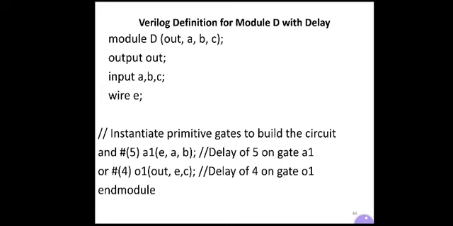This is the instantiation of an OR gate and end module. Now let's see the stimulus for the module D. The stimulus module does not have any ports, so no port list. Declare the inputs as reg and the output as wire. So reg are A, B, C, and wire is output.